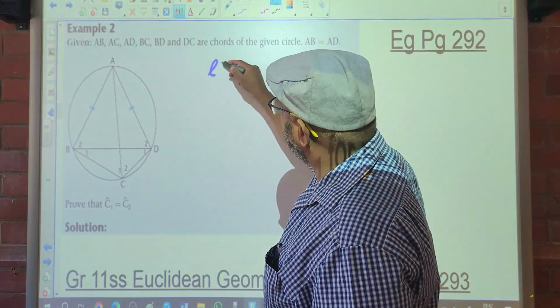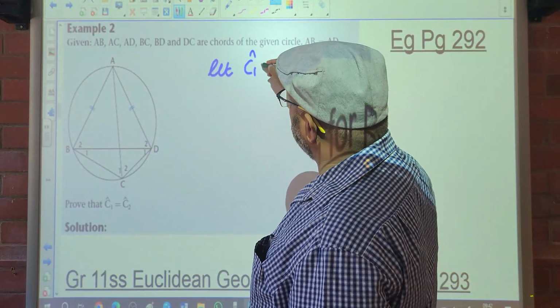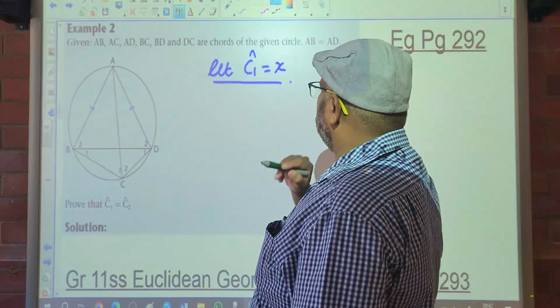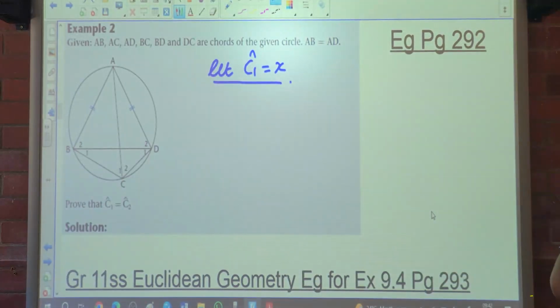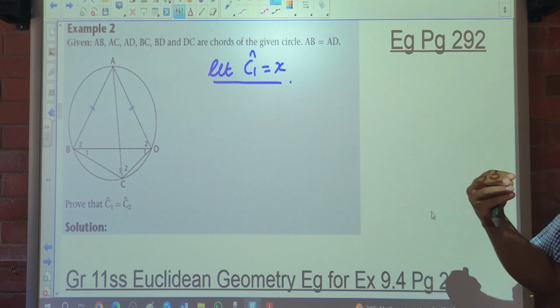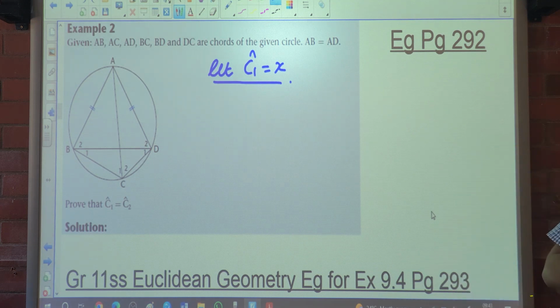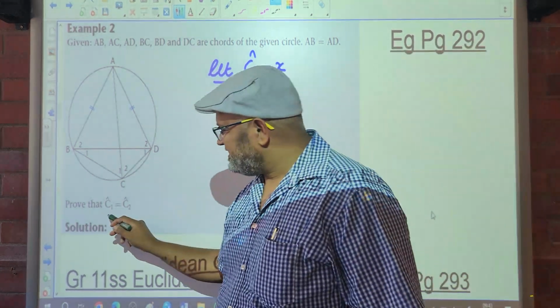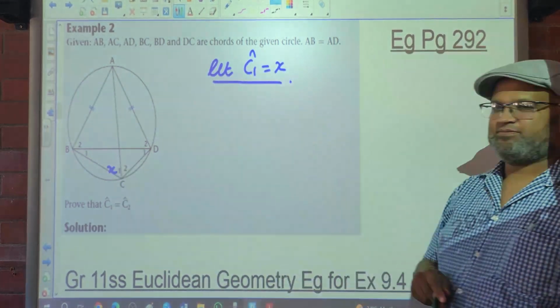Okay, so we say let C1 equal x. We always introduce our x to everybody else, not so? Otherwise, where's x coming from? You guys understand? If the x is not on the diagram and we bring it into the story, we must say where it fits in. It could be x number 1, x number 2, and so on. Okay. So we let C1 equal x.